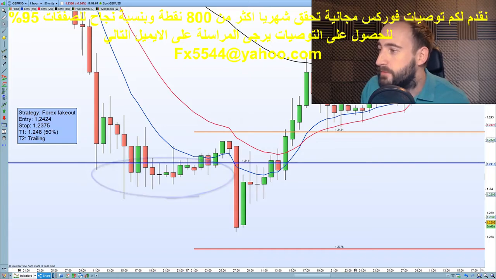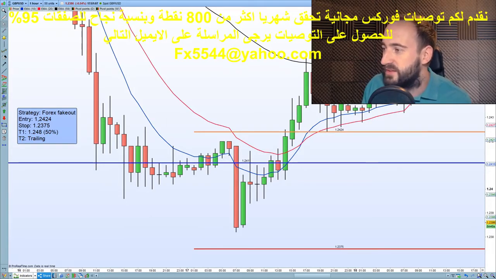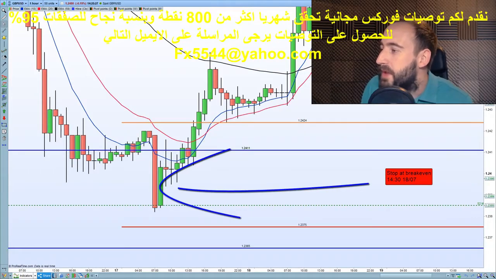Now another rule we need to implement is we want the market to move beyond the level by at least 20 or 30 pips. It depends on the currency pair, it depends on the volatility, but at the moment we want the level breached by 20 or 30 pips. And as we can see with the 7 a.m. candle on the 17th, that met this criteria by going beyond the level at least 20 pips.